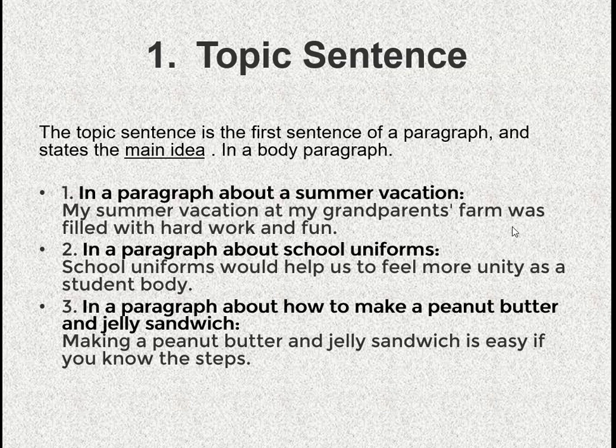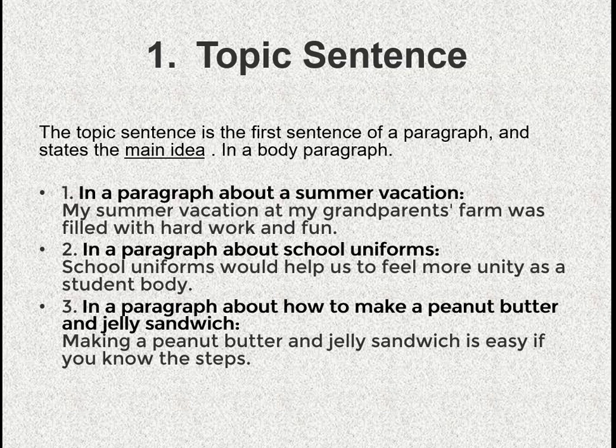In a body paragraph, for example, in a paragraph about summer vacation, we can start a topic sentence like this: My summer vacation at my grandparents' farm was filled with hard work and fun. This is the umbrella of our paragraph. After writing this sentence, we can start explaining what I mean by hard work and fun on my grandparents' farm.